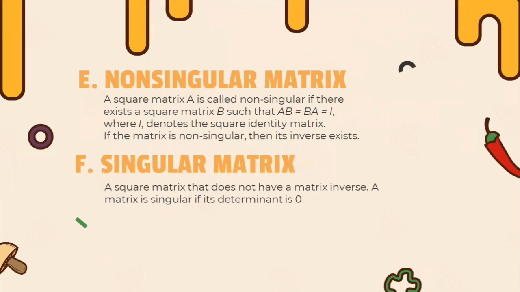Non-singular matrix. A square matrix A is called non-singular if there exists a square matrix B such that A times B equals B times A equals I, where I denotes the square identity matrix. If the matrix is non-singular, then its inverse exists. A singular matrix is a square matrix that does not have a matrix inverse. A matrix is singular if its determinant is 0.